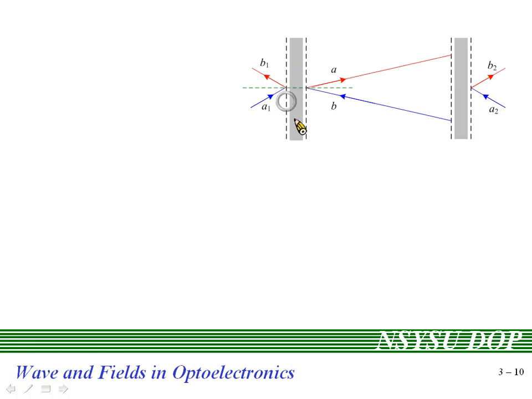Again, the whole system of the Fabry-Pérot interferometer is plotted in this way. For mirror 1 here, we have the scattering matrix S1 to be minus R1, jT1, jT1, minus R1. At port 1, we have A1, B1. At port 2, we have A2, B2, where A2 is 0. Our purpose is to find out the scattering matrix of the total system.